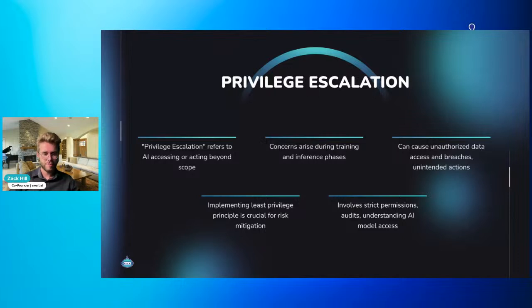Now, implementing the principle of least privilege, ensuring AI models have only the necessary permission to fulfill their tasks, is crucial in mitigating these risks. Now, this involves stringent permission settings, regular audits, and a thorough understanding of the AI model's access during its learning and operational phases.